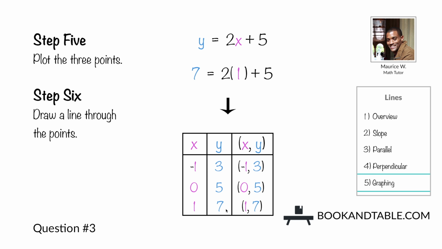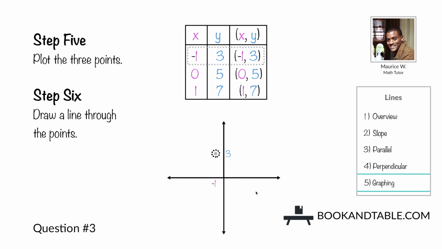And now step 5, plot the 3 points. And step 6, draw a line through the points. So we plot negative 1, 3. We plot 0, 5. And we plot 1, 7. They're on the same trajectory, so we can draw a line straight through. And this would be the sketch of y is equal to 2x plus 5.